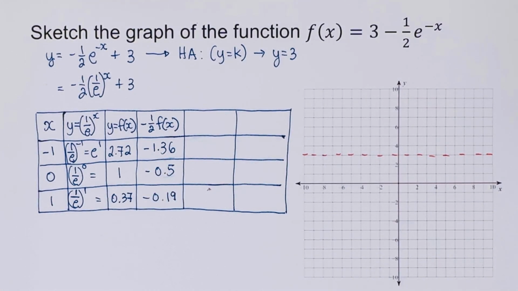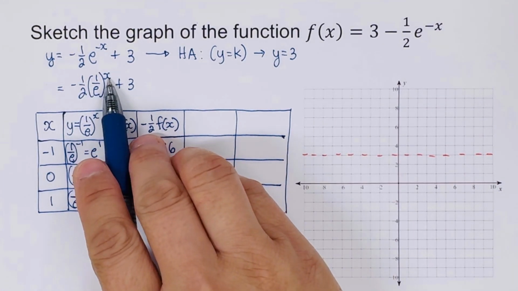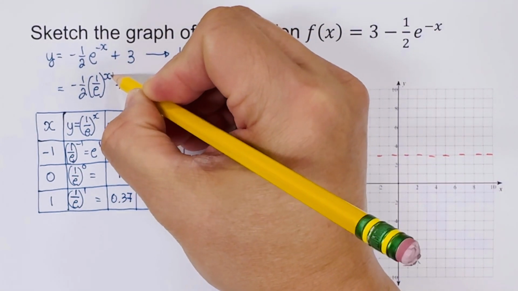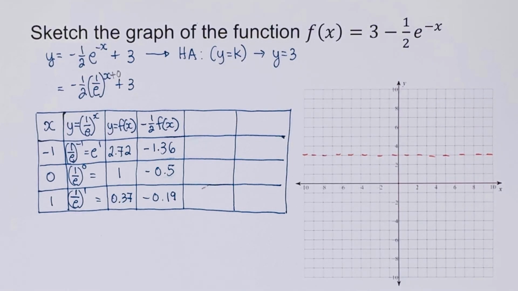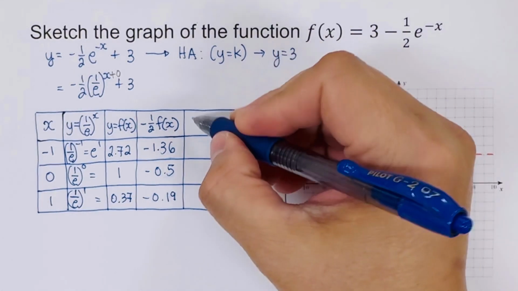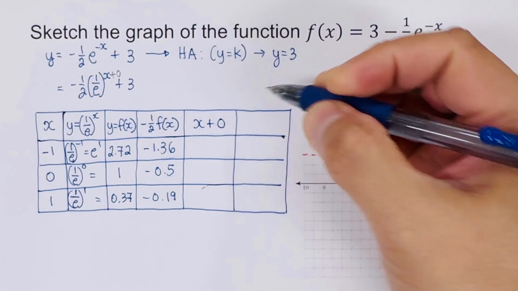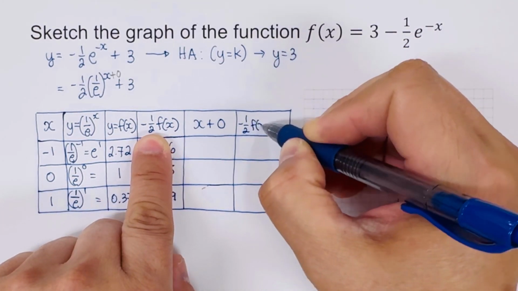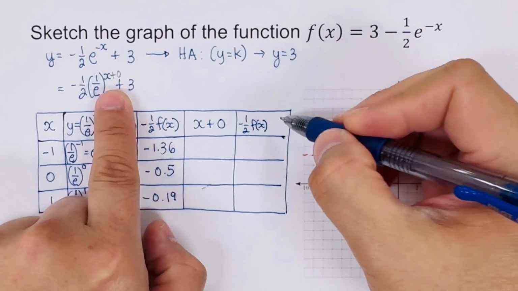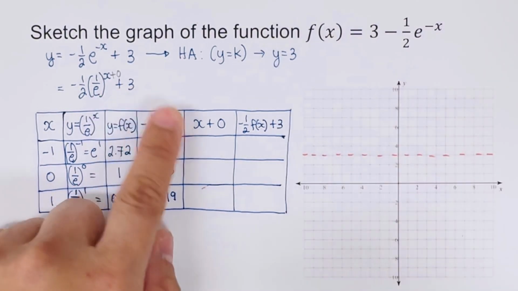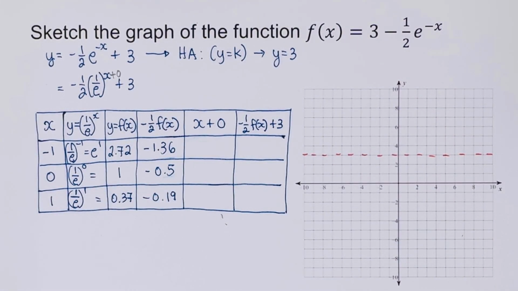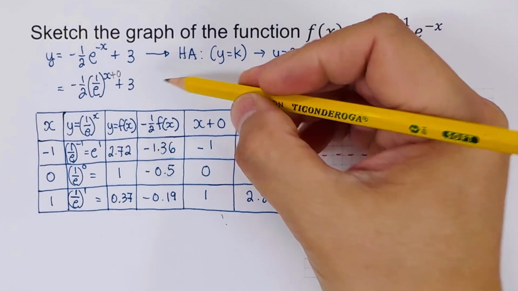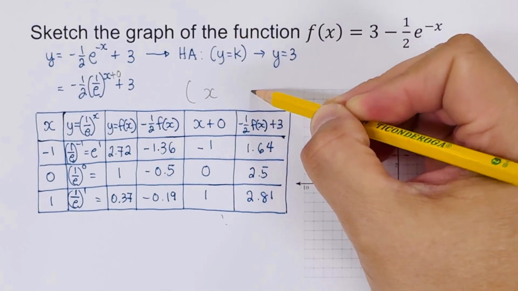Now looking at the equation that we have here, there is no h value, but then remember, we can add +0 or -0 there. It doesn't matter, so we can go ahead and write x plus 0 here, and then we're going to use this, that's -1/2 f of x, and then pair it up with k, which is +3. So I go ahead and fill the rest of these cells down here. These will be the values for x and y that we're going to use to sketch the graph.